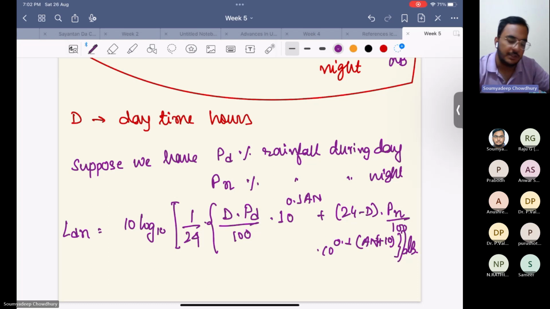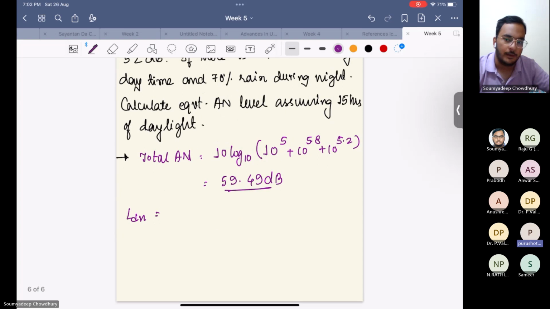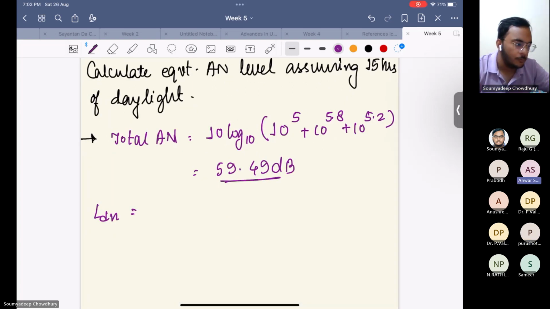Yes, PD is the rainfall during the daytime, so it is 30%. PN is the rainfall during night time, so that is 70%. And what is D? What is D here? 15. 15 hours, correct. Sir, on substituting I get the answer as 63.9. Correct, 63.98 dB. So just substitute and you can get it.